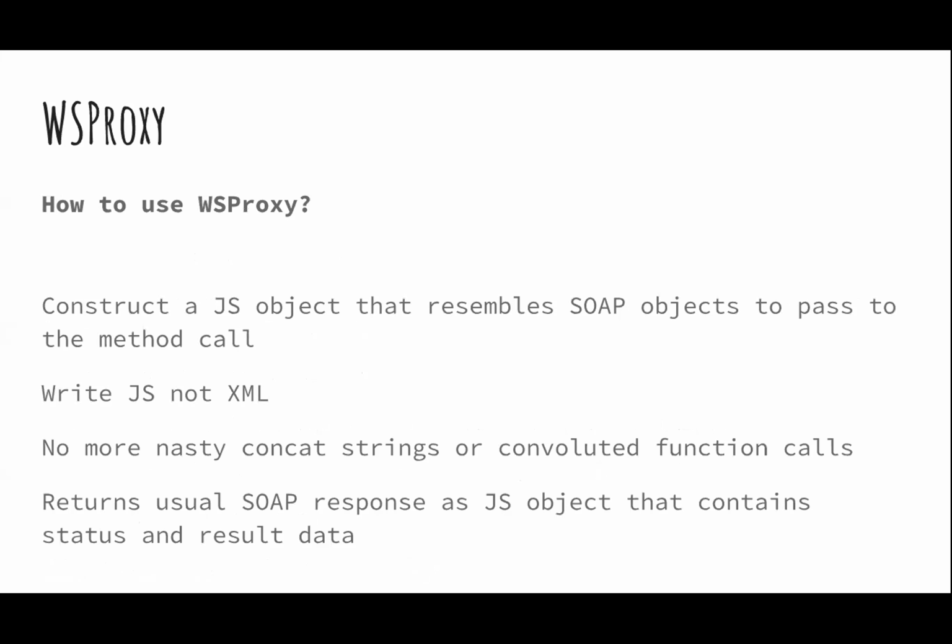So, how to use WSProxy. Like I mentioned, you construct a JS object that resembles SOAP objects. That can be a little bit tricky sometimes because understanding the exact structure of a SOAP object is a little bit challenging, because reading through some of the SOAP documentation is also not fun. But you're writing JavaScript and not XML. Yay! So that's good, and you don't have to concat all these nasty SOAP strings together, or use convoluted function calls to create and structure objects.